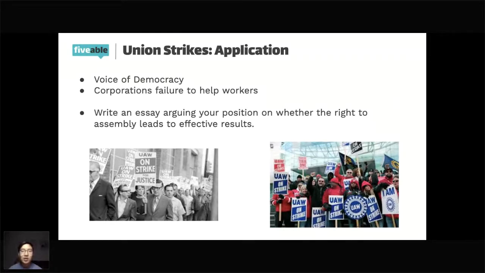So I'll give you about 2 minutes if you're on a replay or if you are here in the audience. If you want to write a thesis, go for it. Be my guest. Leave it in the chat. Write a thesis that argues your position on whether the right to assembly leads to effective results. I just want to see if y'all are on the right track towards a thesis, and it's okay if it's not perfect. So yeah, I'll give you about 2 minutes.